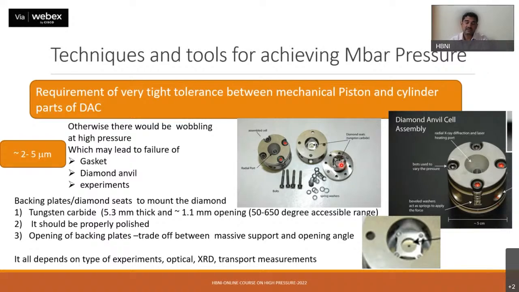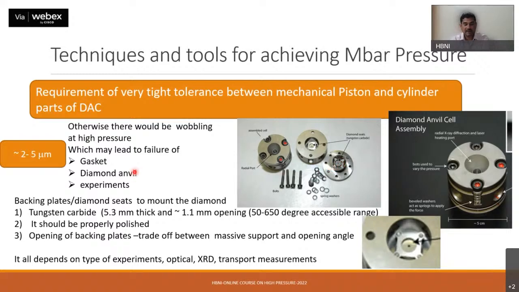So with these specialized seats, the manufacturing or fabrication of these seats also matters a lot. They should be perfectly parallel or plane. If they are not plane, if these seats have more roughness, and you stick the diamond to them, there is a chance that something like epoxy goes in between your diamond and seat, and that may cause the failure of experiments.